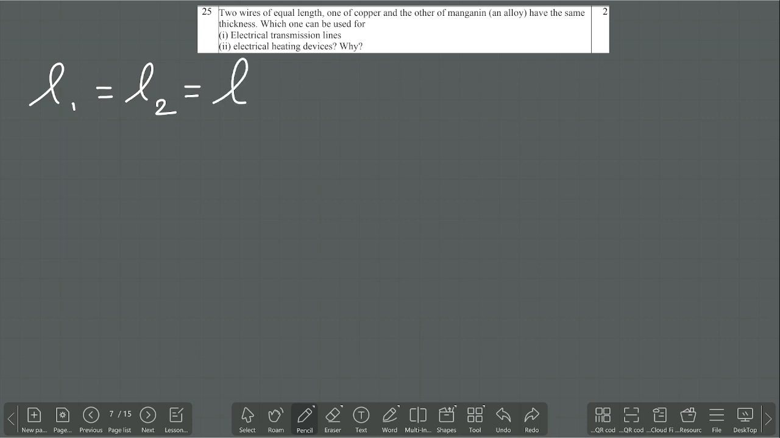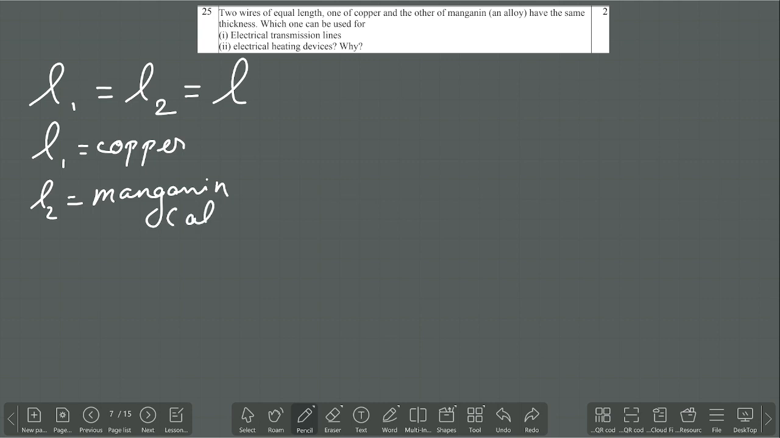Since both are equal, let us take it as L. One wire is of copper and the other of manganese. Let us take the first wire as made up of a material called copper, and the second wire as made up of manganese. Manganese is nothing but an alloy. Alloy means when 2 to 3 metals are combined together, that's what we call an alloy.